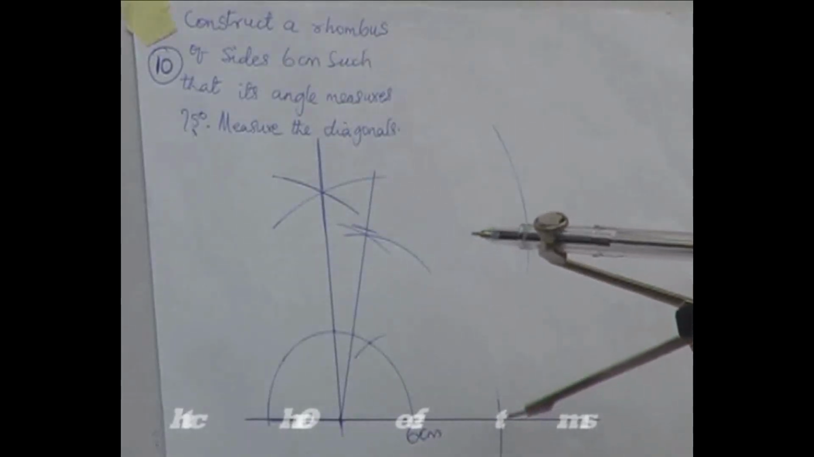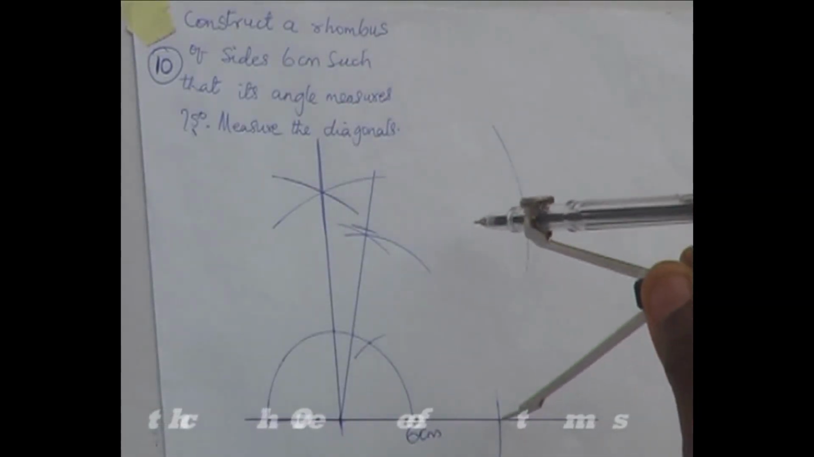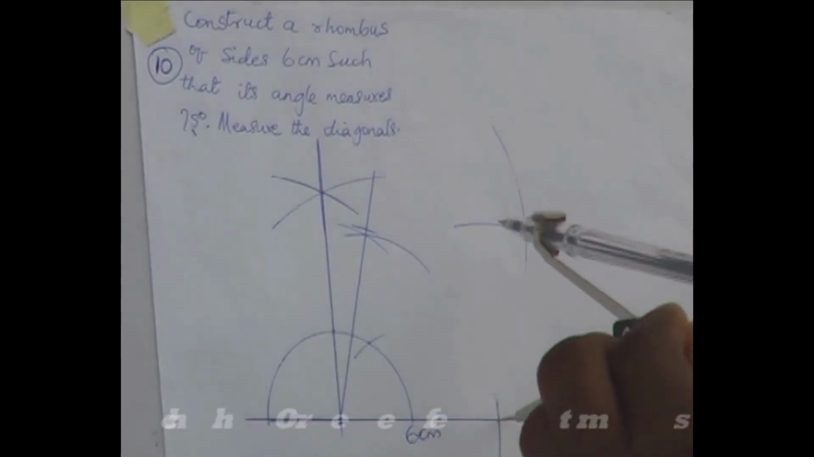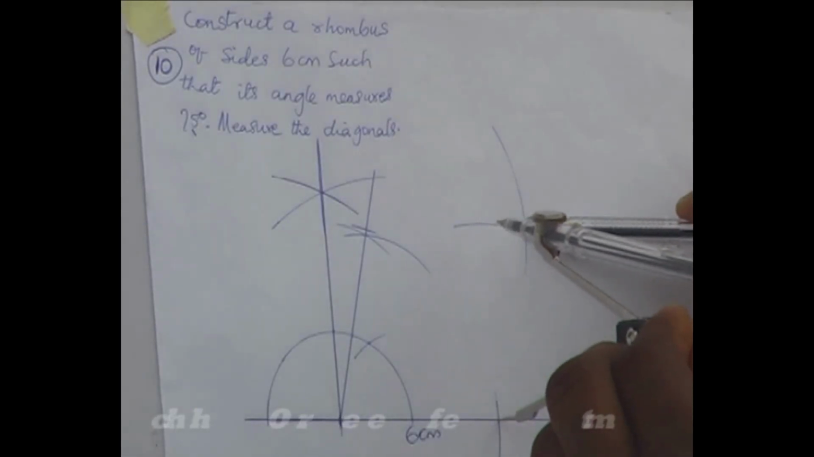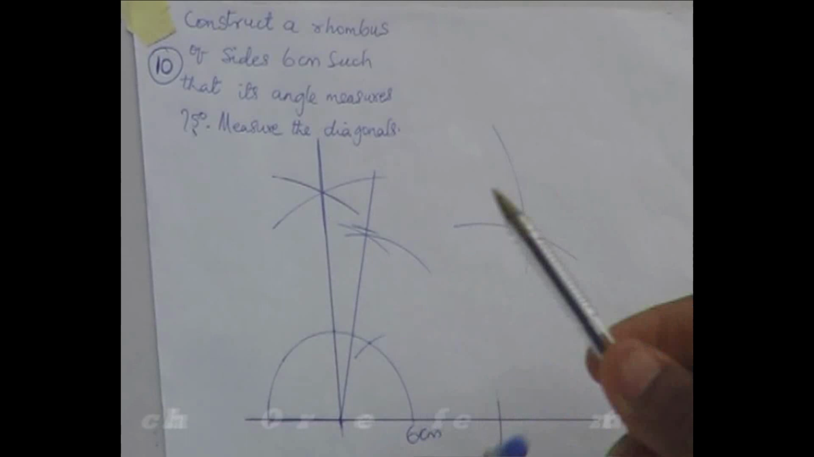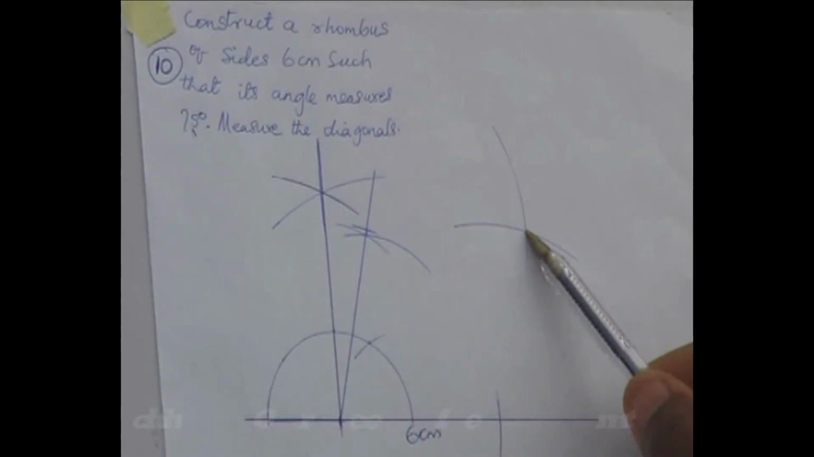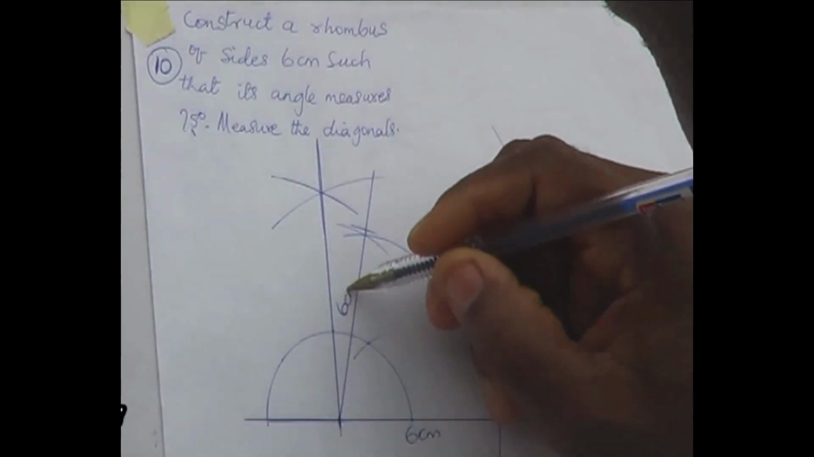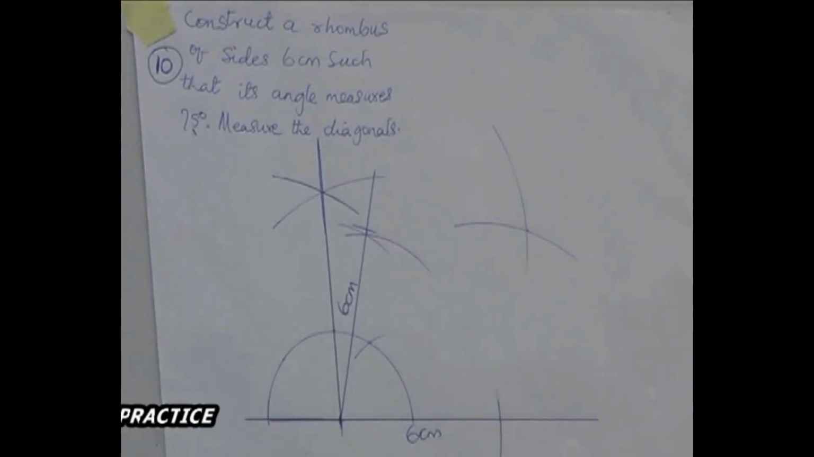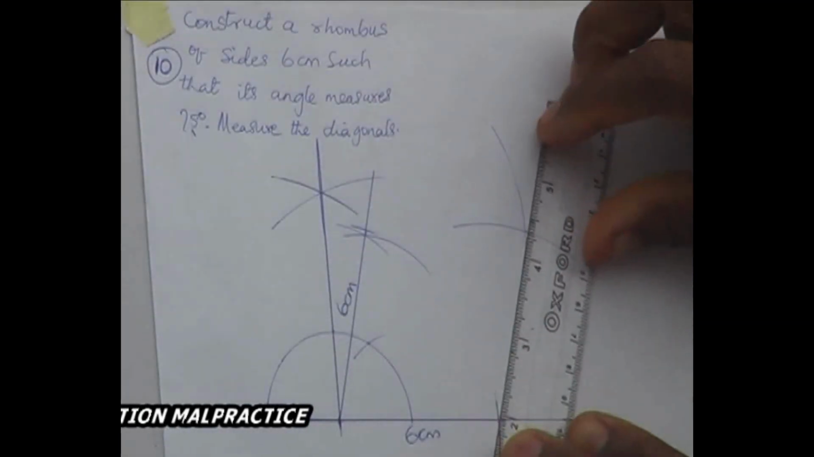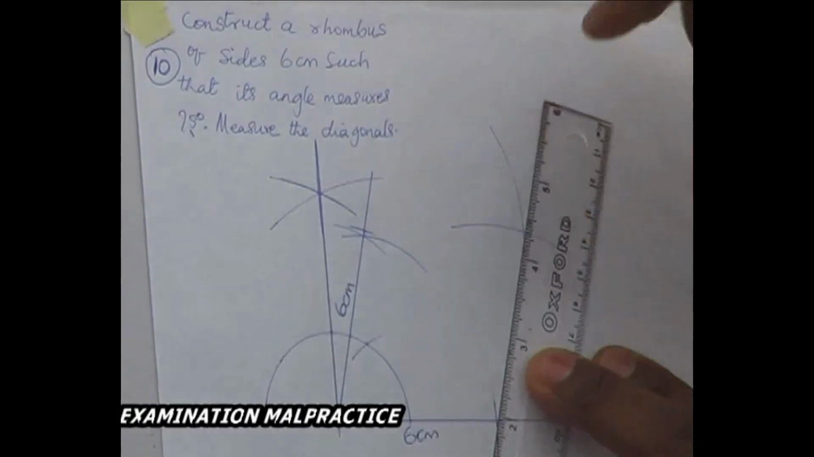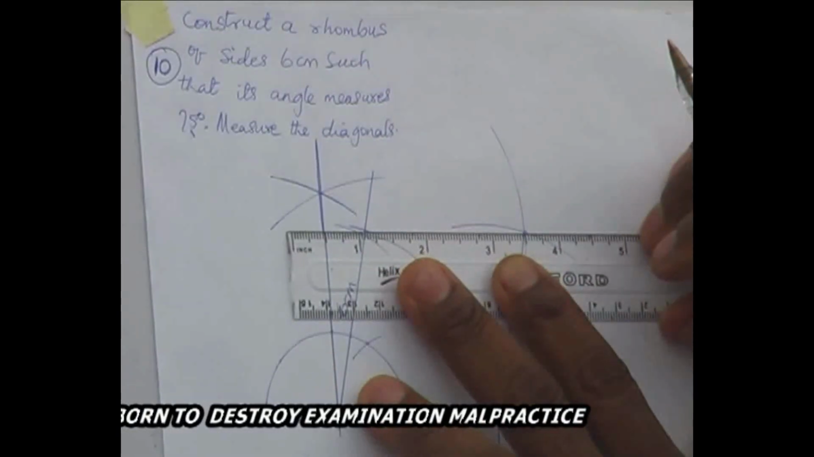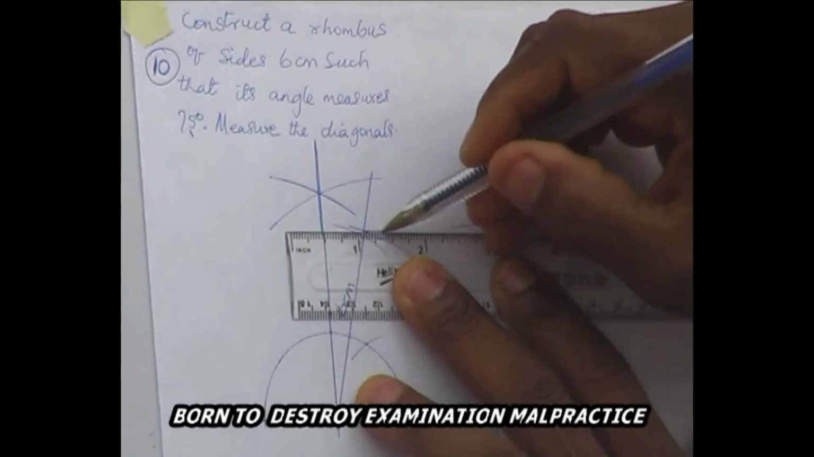Remove it, put it at this point of intersection now, make another arc to cut the one you made there. That also shows that the distance from this place to the point of intersection and from this place to the point of intersection both are 6 centimeters. Remember that this side also is 6 centimeters. So use your ruler and pencil and join the 2 points now, this and this. 6 centimeters, join this and this, another 6 centimeters.